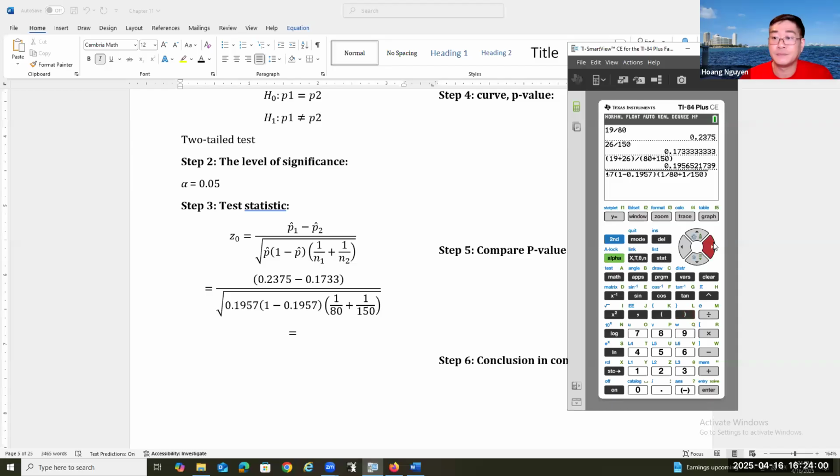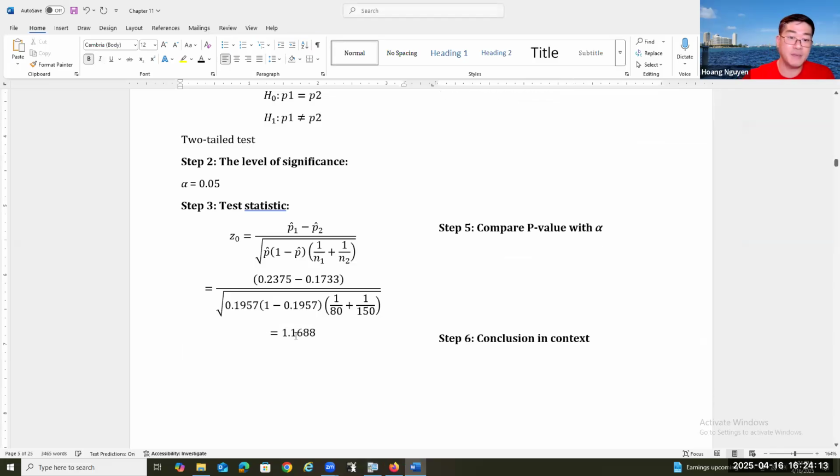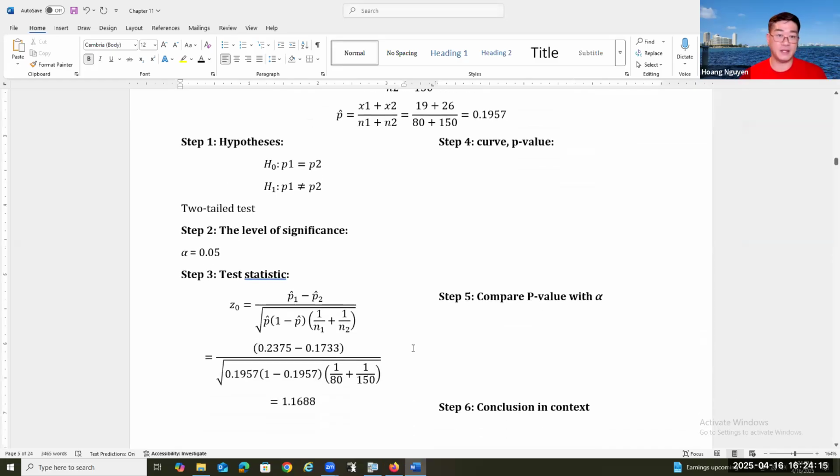Okay, so the answer is going to be 1.1688. Okay. So that's going to be the answer for the test statistic there. Okay, so using the provided formulas in this section, 11.1, we have the answer for the test statistic, right?